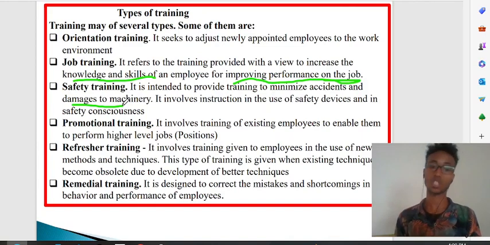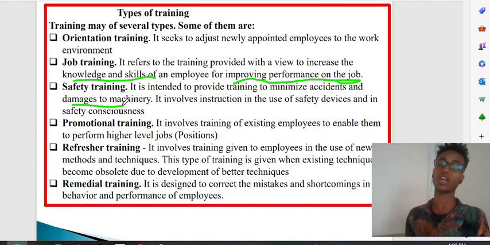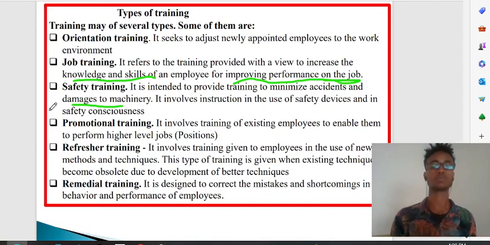That is what we call promotional training. Refresher training involves training given to employees in the use of new methods and techniques.